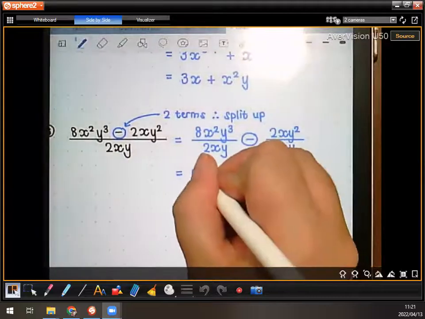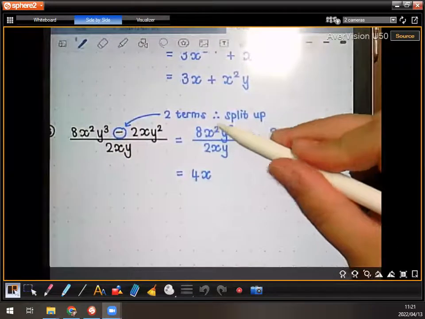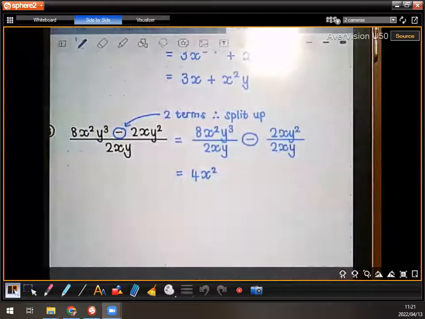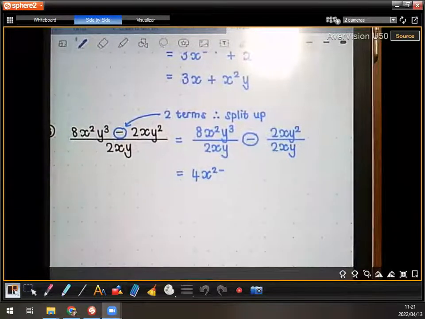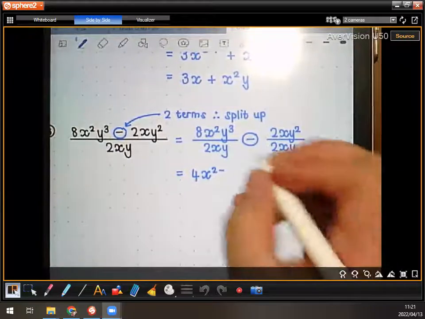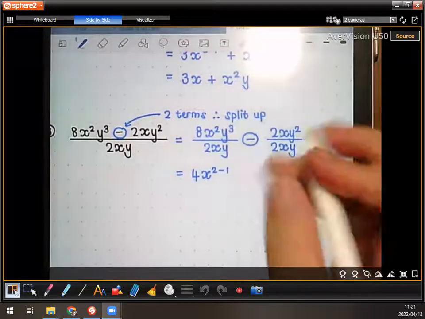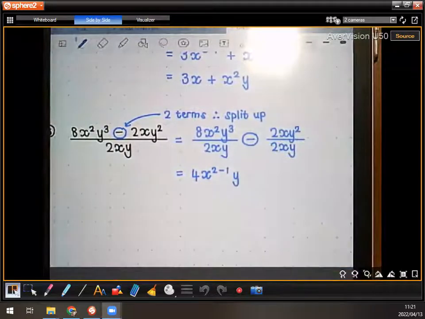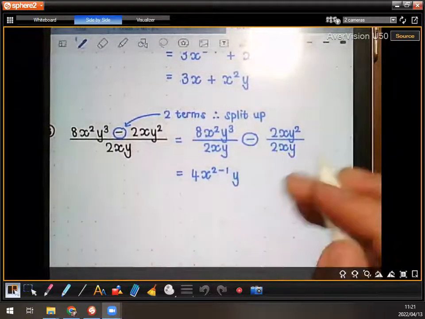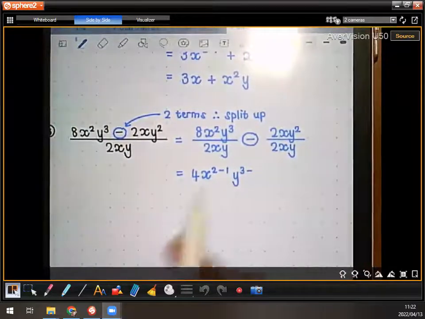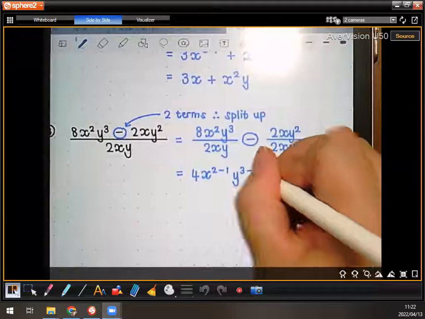Let's look at the x's. There is an x at the top and at the bottom. We're dividing, so I'm going to take the exponent of x at the top, which is 2, minus the exponent of x at the bottom, which is 1. Again, you can put that 1 there if you want to. I have a y at the top and at the bottom, so I'm going to take the exponent of y at the top minus the exponent of y at the bottom, which is also 1.